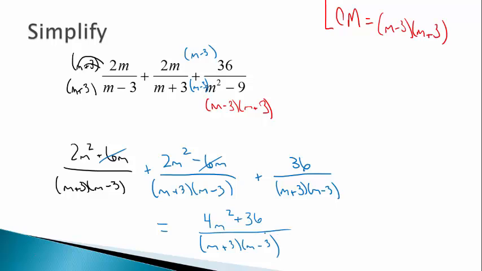36. Okay? If you want, you could factor a little bit further just to see, can I reduce? I can't, because m squared plus 9 isn't factorable any further. So we stop there, and that's our final answer.